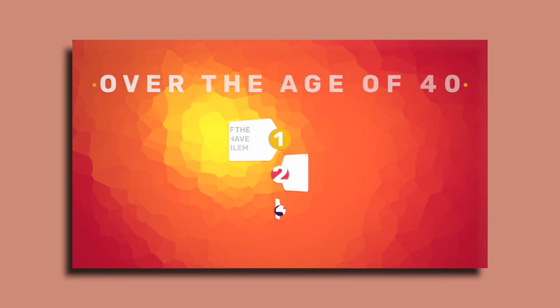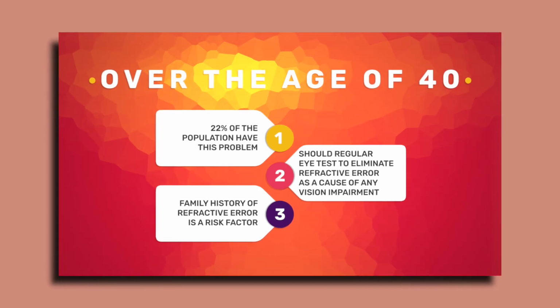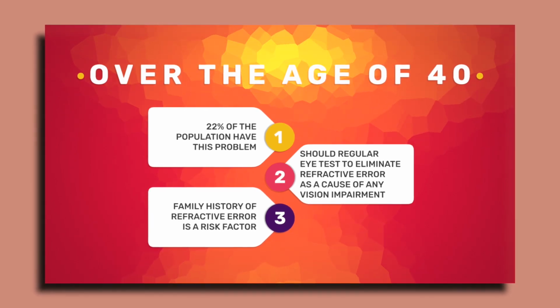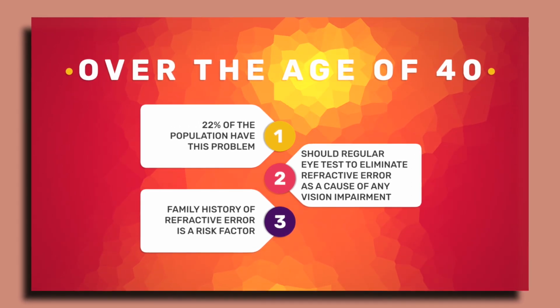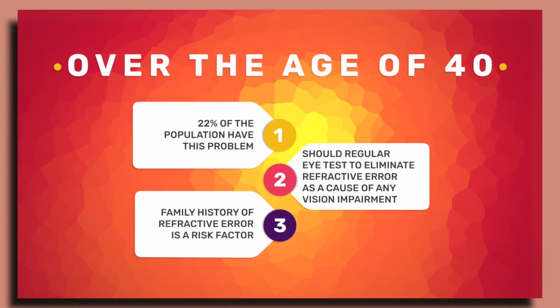What is the prevalence and risk factors of errors of refraction? All age groups can be affected by refractive error. Over the age of 40 years, 22% of the population have this problem. People over the age of 40 should have regular eye tests to eliminate refractive error as a cause of any vision impairment. Family history of refractive error is a risk factor because, as we will see now, people could inherit the length and shape of the eye through heredity.